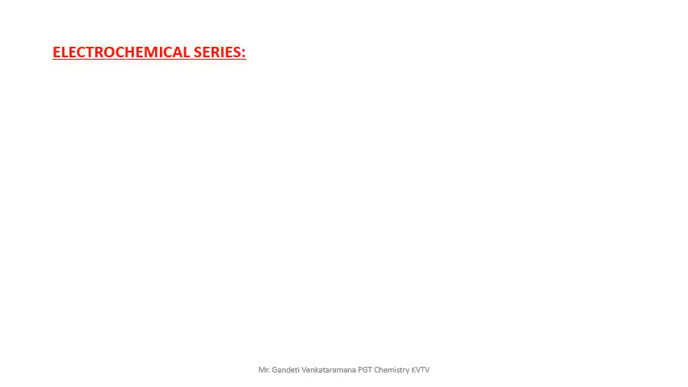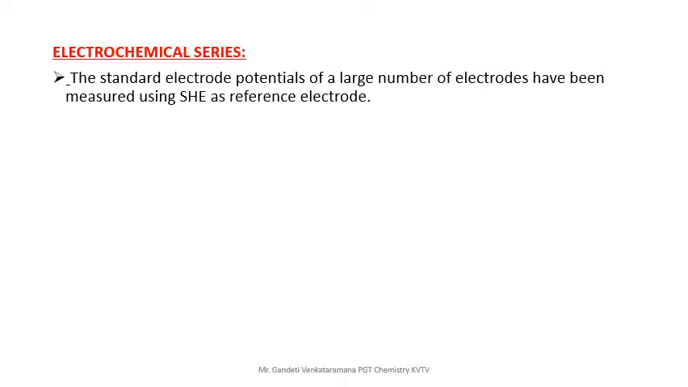Electrochemical series. The standard electrode potentials of a large number of electrodes have been measured using standard hydrogen electrode as a reference electrode. Dear students, already we discussed regarding standard hydrogen electrode. By using that reference electrode, we can measure standard electrode potentials of a large number of electrodes, for zinc electrode, for copper electrode, many are there. Clear?